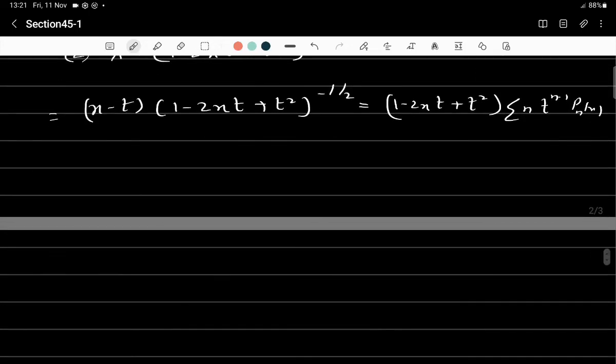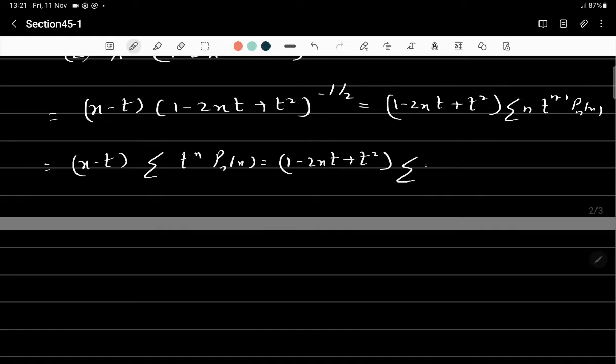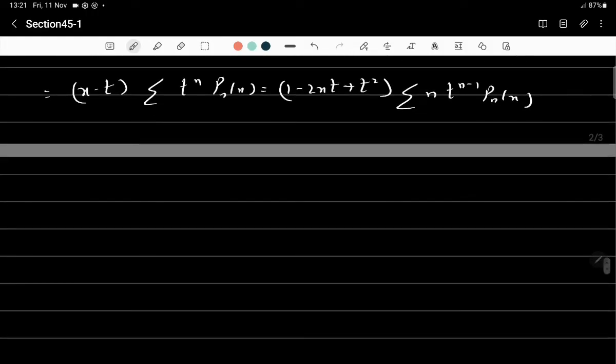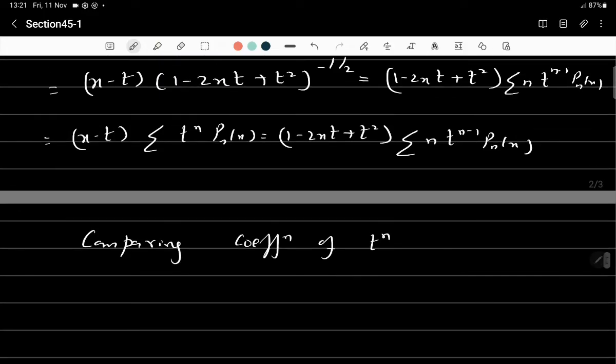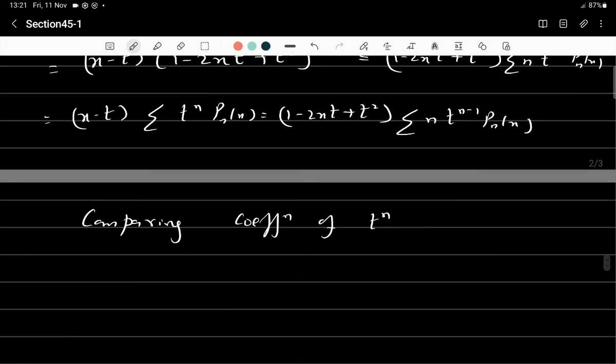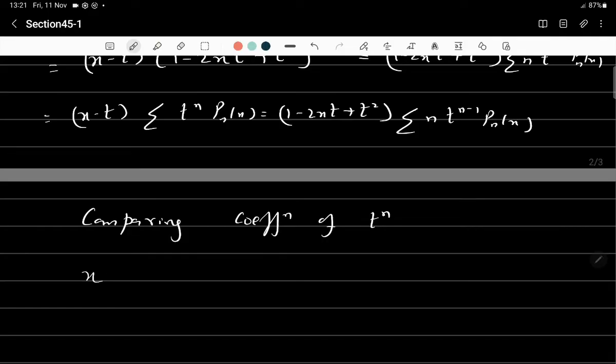If you want, you can use the generating function. So this becomes summation t raised to the power n P_n(x), and this is (1 - 2xt + t^2) summation n t raised to the power n minus 1 P_n(x). Now comparing the coefficient of t raised to the power n, see what you are getting. So if you compare the coefficient, then the first term gets multiplied by x, so has no effect on P_n, so x t^n P_n(x) minus t^(n+1) P_n(x). So the coefficient of t raised to the power n is P_{n-1}.